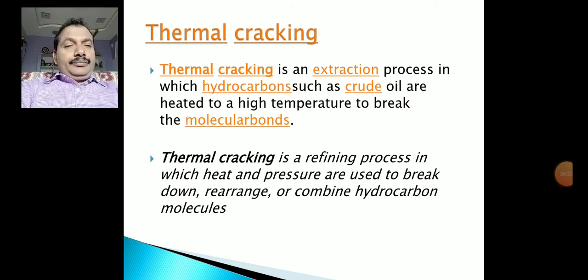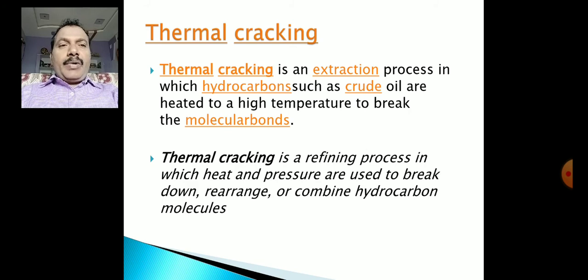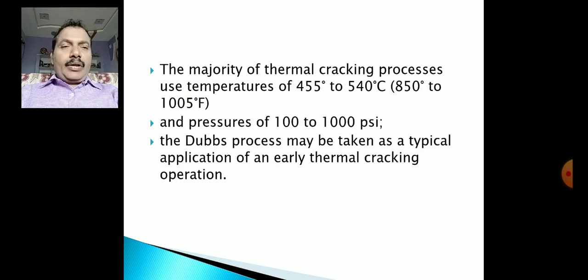So the thermal cracking plays an important role in converting the heavy hydrocarbons into useful products, that is petrochemicals. The majority of thermal cracking processes use temperatures of 455 to 540 degrees centigrade. In Fahrenheit it is 850 to 1005. The pressures applicable here are approximately from 100 to 1000 psi.